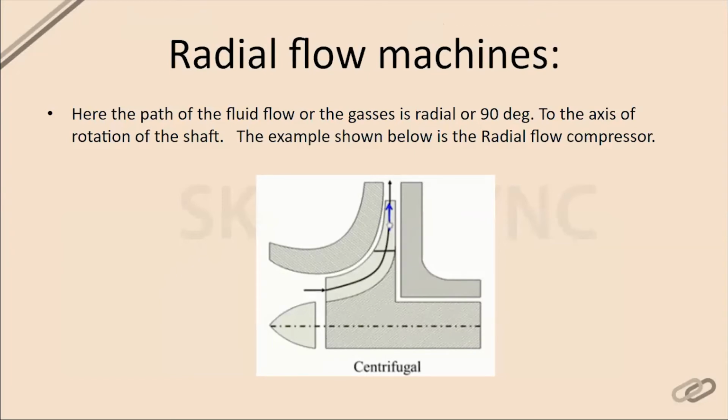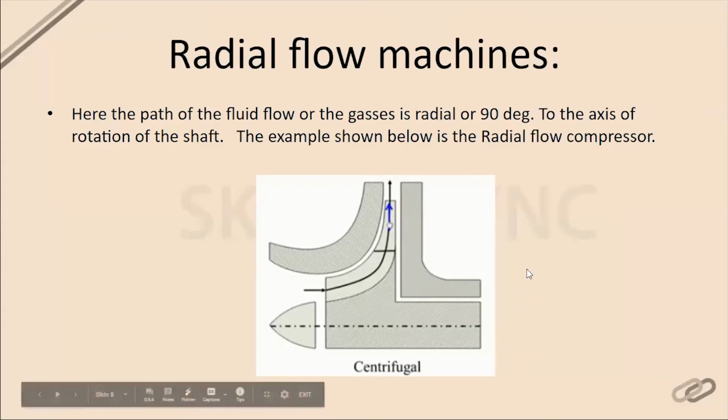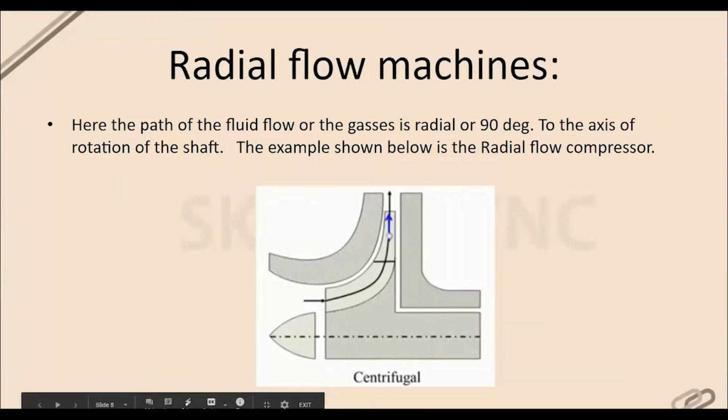The entry is an axial entry, but that is converted into a radial flow, turned 90 degrees to the axis of rotation. We generally call this a centrifugal pump. We have an impeller, and the shaft is attached to the motor. The motor rotates the impeller. The impeller diverts the incoming fluid 90 degrees from the axis of rotation, which is radial flow. Here the path of the fluid or gases is radial, 90 degrees to the axis of rotation of the shaft.